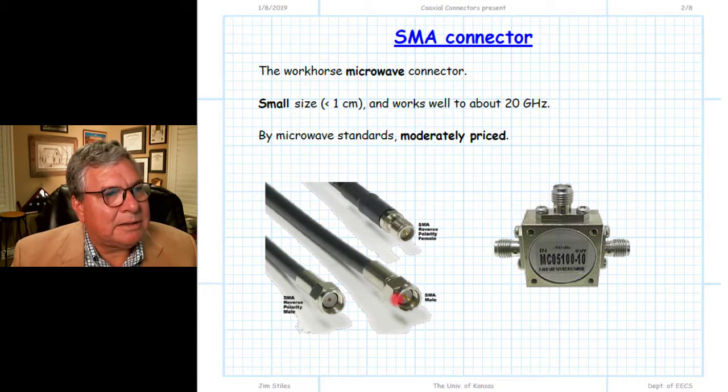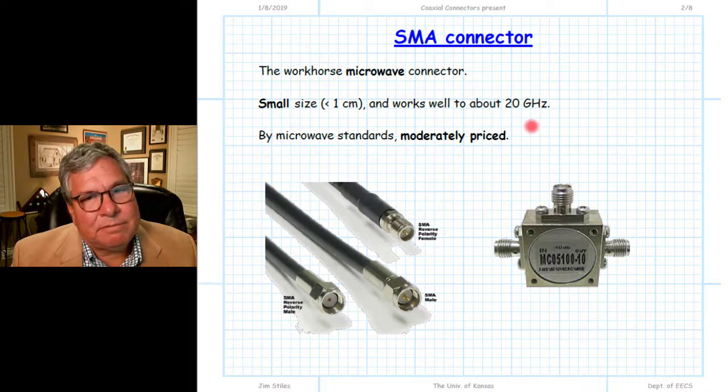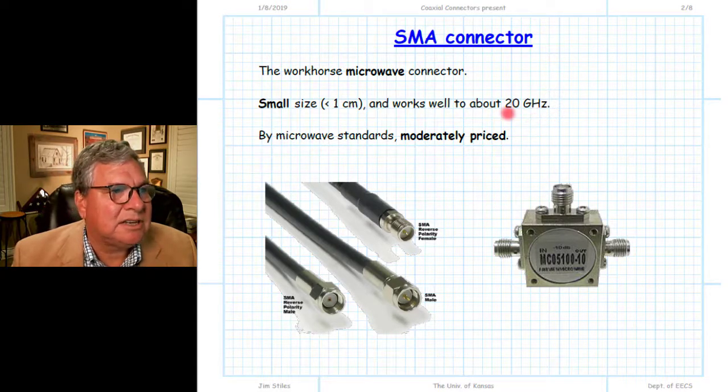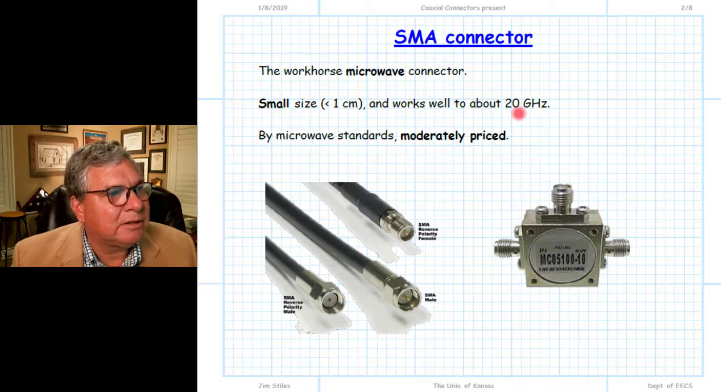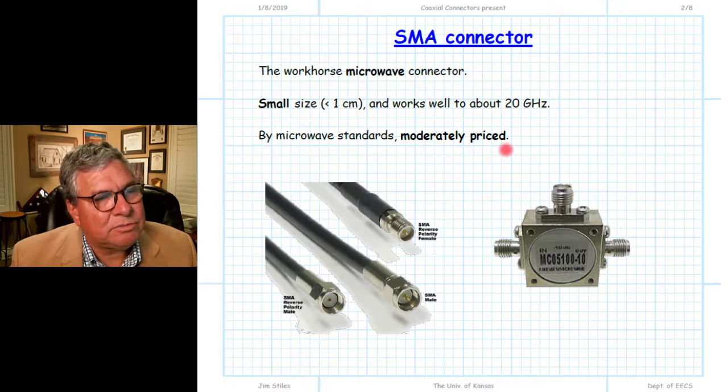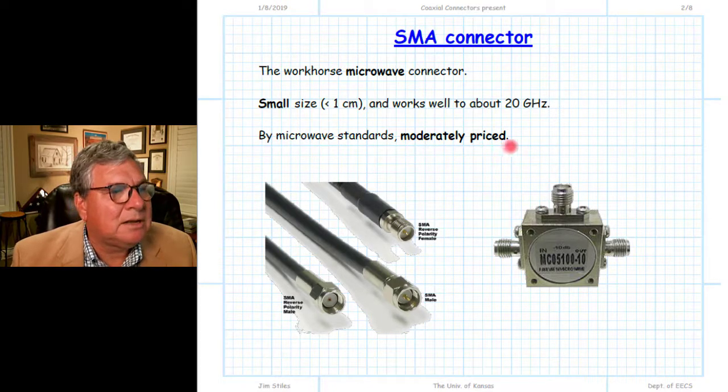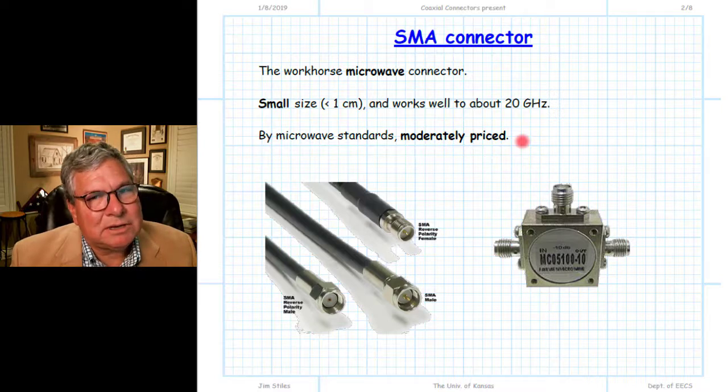One of the great things about the SMA is it works up to fairly high frequencies, certainly into the gigahertz or tens of gigahertz, let's say up to about 20 gigahertz. And again, this is rough. It's not like it just falls off the table at 20 gigahertz or anything. By microwave standards, it's relatively moderately priced. I would say probably the only drawback from SMA is size.